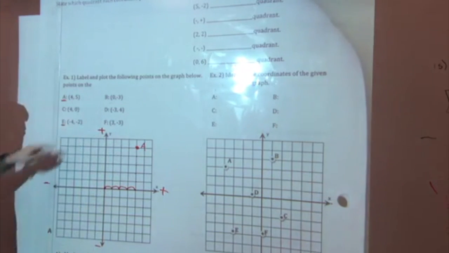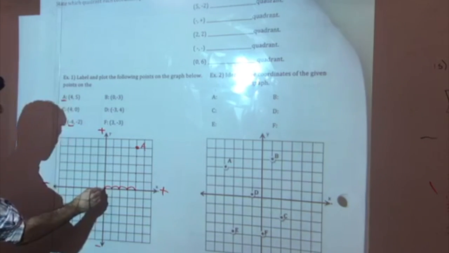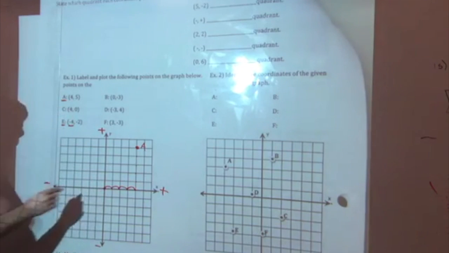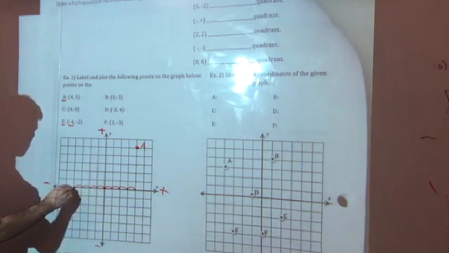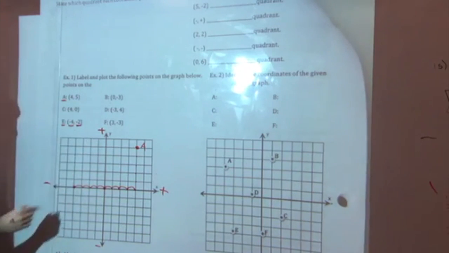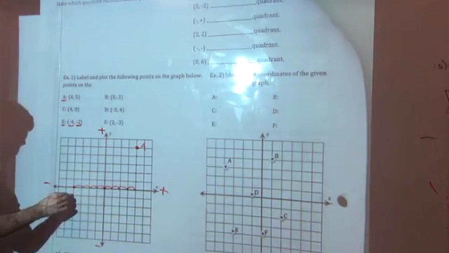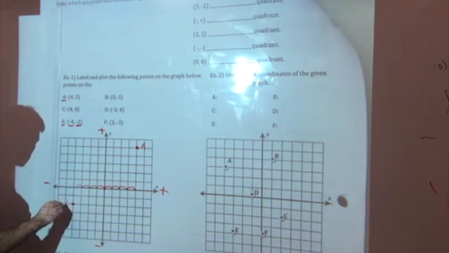I'm going to try point E. Notice how the first value is -4. You always start at the origin. But now I'm going left because that's a negative value. I'm going 1, 2, 3, and 4. And now I'm here, but I'm not done. The y value is -2, so I'm going down 1, 2, and then that's where point E is.